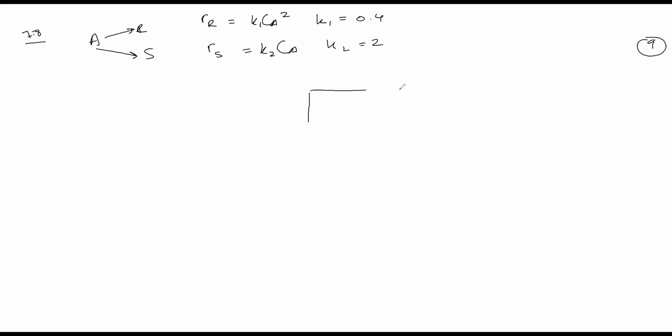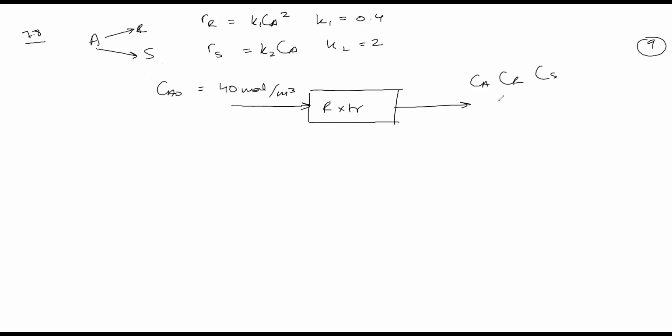This is your system, basically. It's just a reactor, whatever it is. CA naught is 40 moles per meter cubed, and here I have CA, CR, and CS.